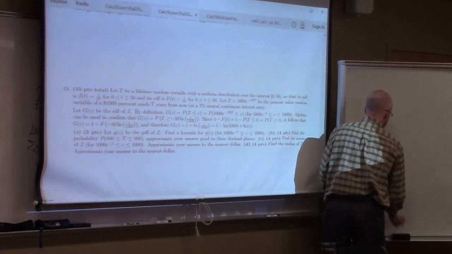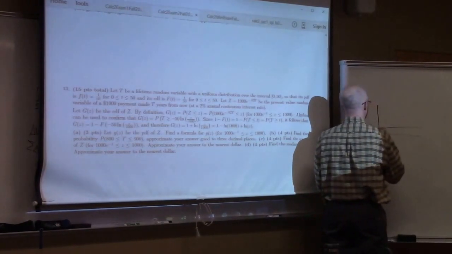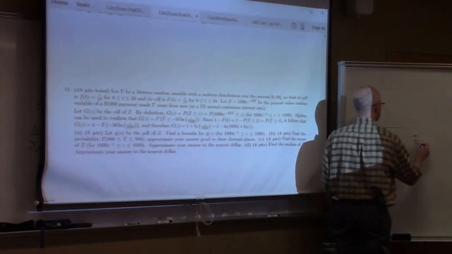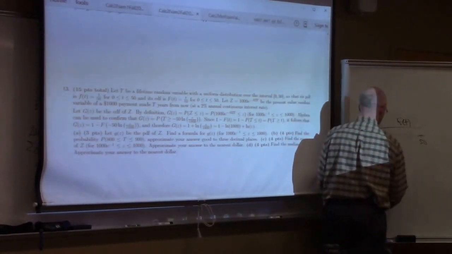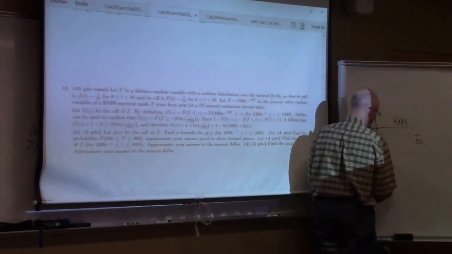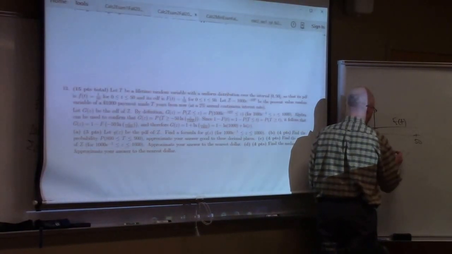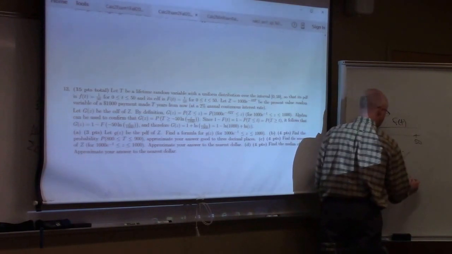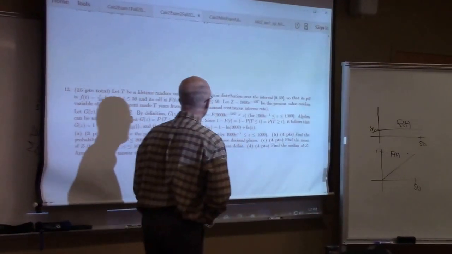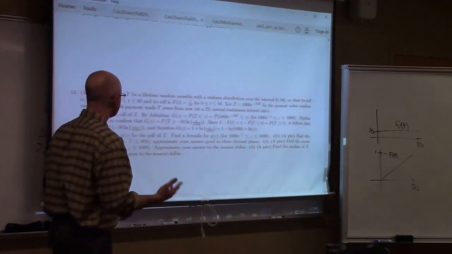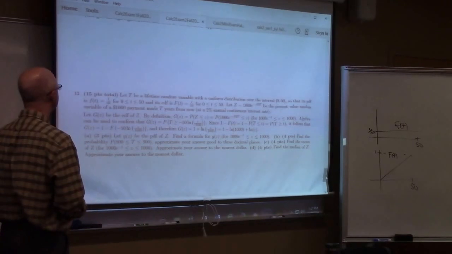So little f of t is a horizontal line, height of 1/50th. That's the little f of t. Big F of t is an integral of that, going to the origin. It's going to look like this, and you get up to a value of 1 when t is 50. That'll be big F of t for the lifetime of the person or washing machine or something else.